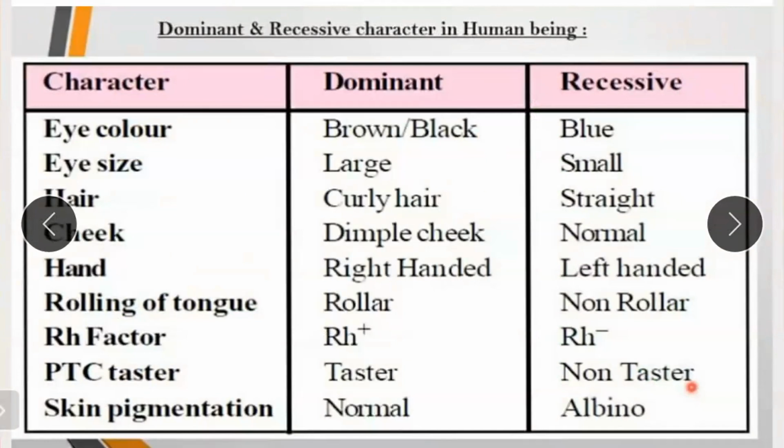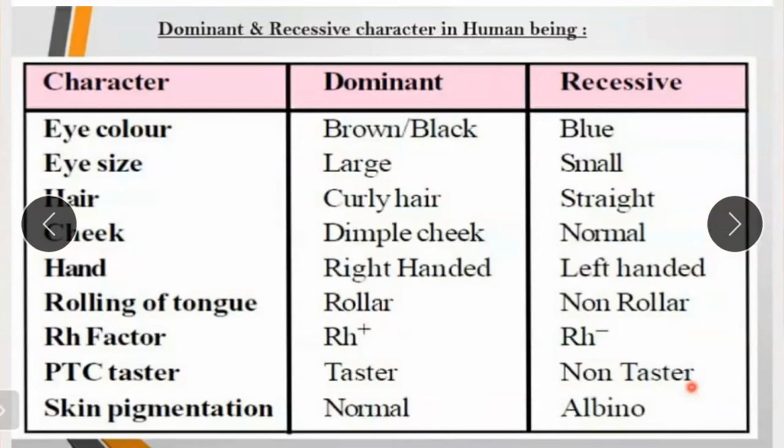Moving further, in the case of human beings, we have just seen all these characters which we observe in the pea plant. But now, see these dominant and recessive characters in human beings. The first character is eye color. In dominant, we can see brown or black. These are the common colors which we see in human beings or in our surroundings. But in recessive, it's blue color. We rarely see it. Yes or no?